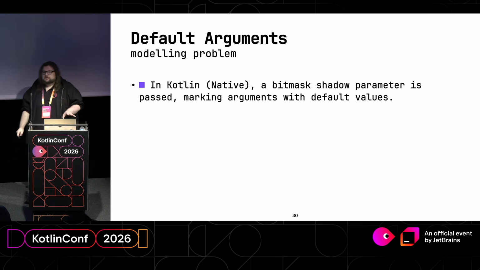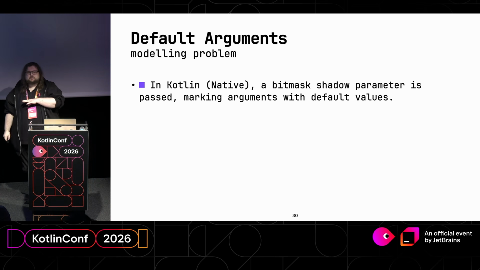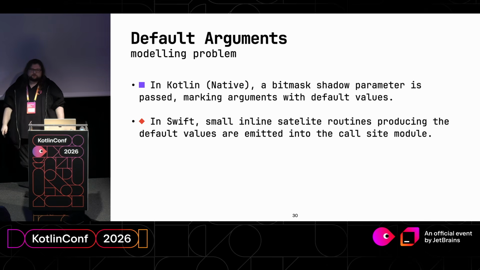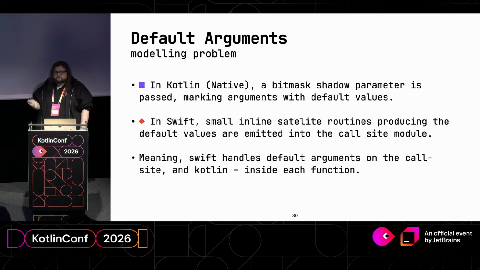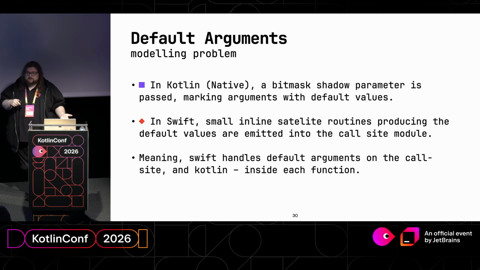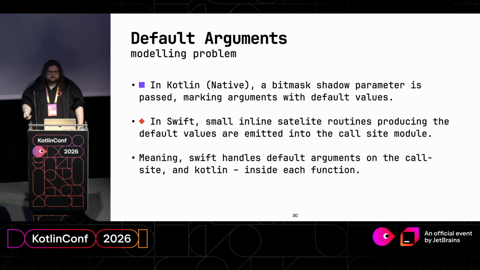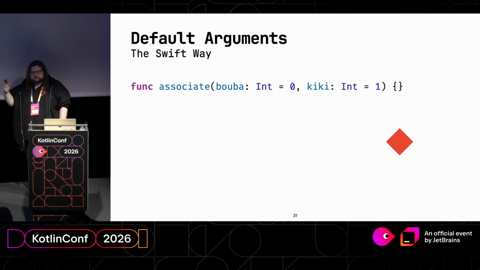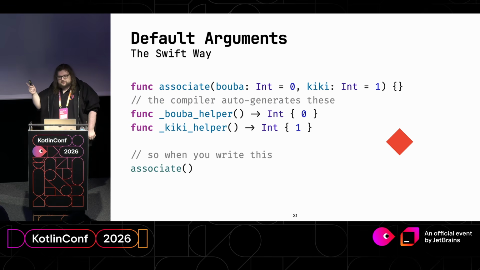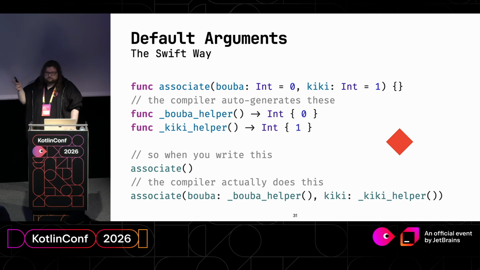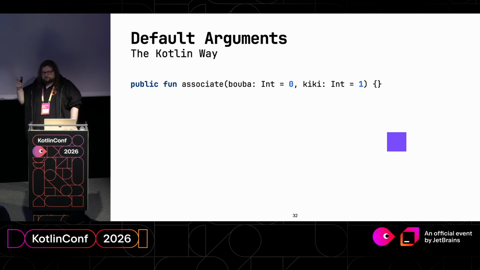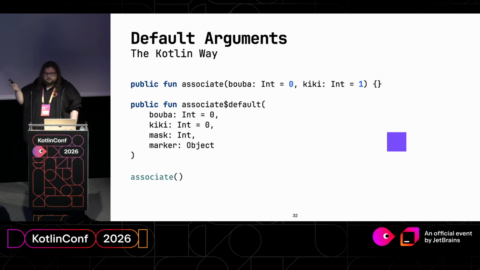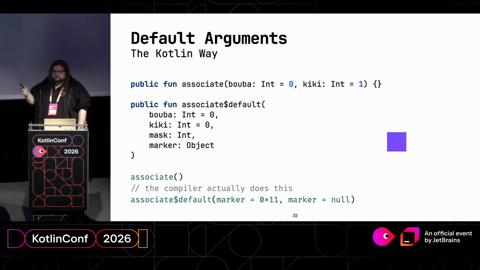In Kotlin, default arguments are implemented via a bitmask. And in Swift, the compiler generates a simple satellite function that produces default values, which already means two languages optimized for different things: Swift for API and ABI stability, while Kotlin for, well, flexibility, I guess. Let's see an example. In Swift, there are two satellite functions, and when you call it, the compiler uses them, right? And in Kotlin, if you define a function, there is a satellite function, and when you call it, the compiler actually calls that and provides a bitmask.